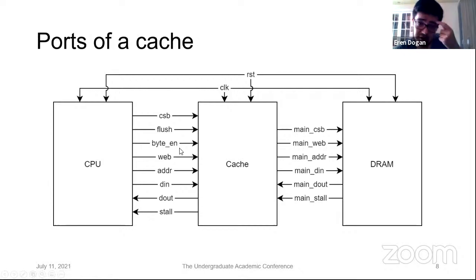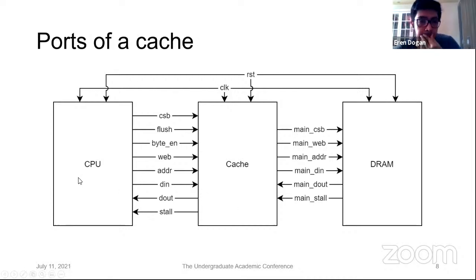We have byte enable, we have flush. Flush is a regular flush signal. Byte enable acts like a mask. We have write enable, address, data input, data output, and stall. This is the CPU port of the cache, and this is the DRAM side. These are similar.